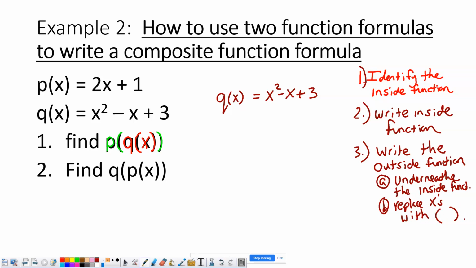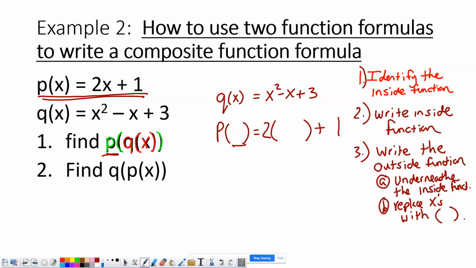Okay, so I'm going to write the outside function now. The outside function is the p. I'm going to write that underneath of the q function, but wherever there's some x's, I'm not going to have x's there anymore. I'm just going to put some blanks. Oops. My bad. I think I'm doing that actually wrong. The p function is 2x plus 1, right? So p of x is equal to 2 times x plus 1. So I just rewrote the outside function, and I put it underneath of the inside function, and instead of putting x's there, I left blanks.